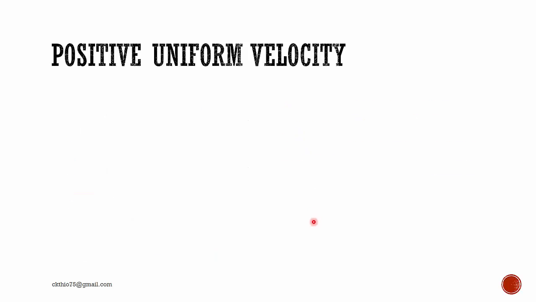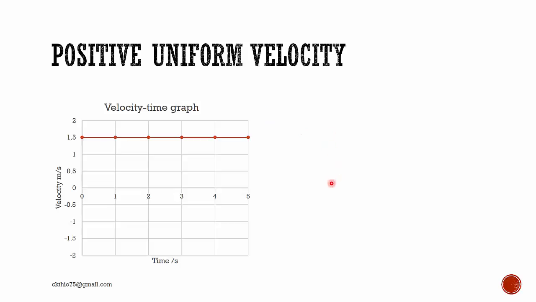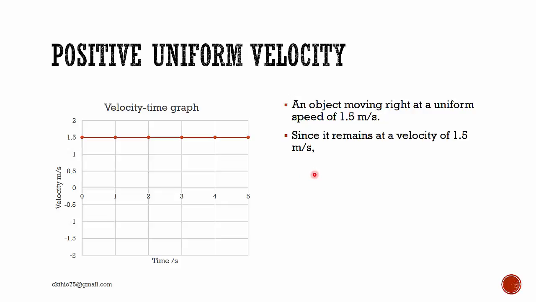It's extremely simple. So let's look at positive uniform velocity, how it will look like. Simply, it will look like this. Let's say the object is moving at a uniform velocity of 1.5 meters per second. Since it will always remain at 1.5 meters per second, it will just be a flat line having a starting value of 1.5. Of course your starting value could be any value. It could be 3, it could be 5.